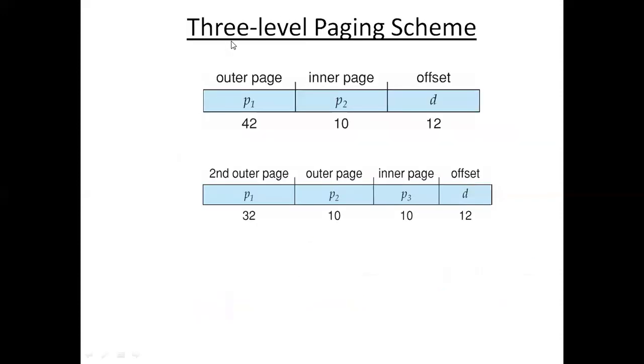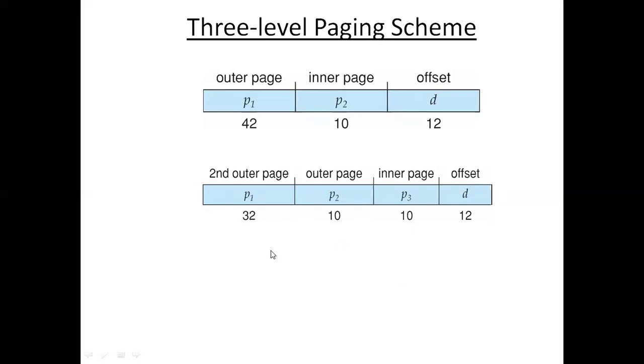That we call a three-level paging scheme. So this is a two-level paging scheme. When I break that down into a further three-level paging scheme, the offset remains the same, the inner page is 10, and the outer page is further divided into a second outer page and the outer page. So this 42 is divided into 32 and 10. So what would be the size of each page table?